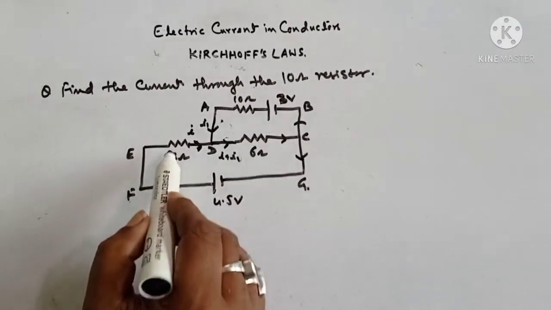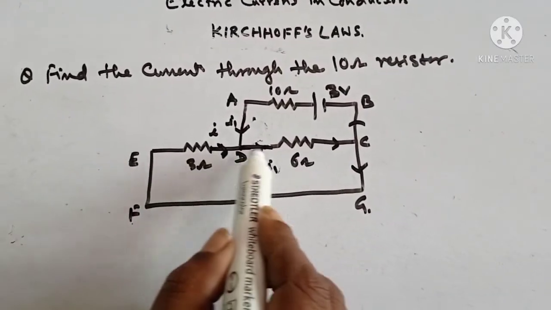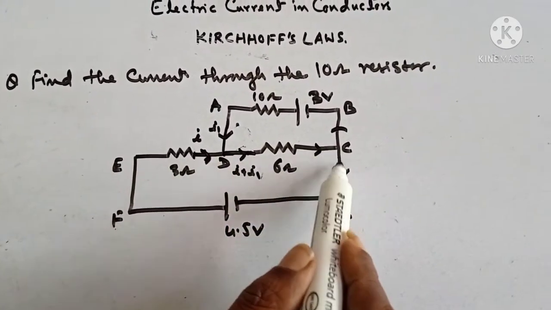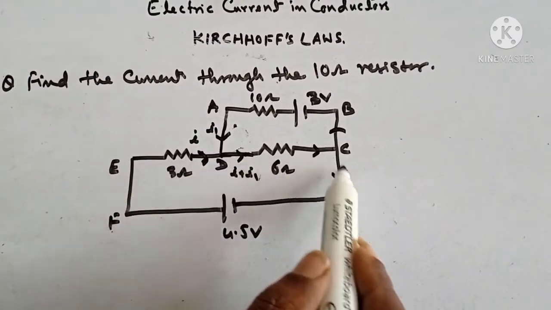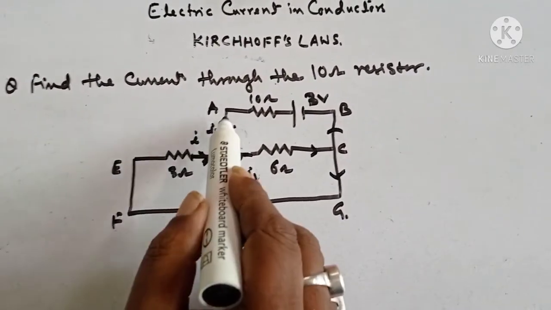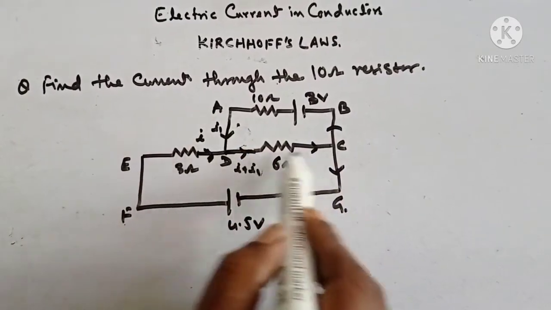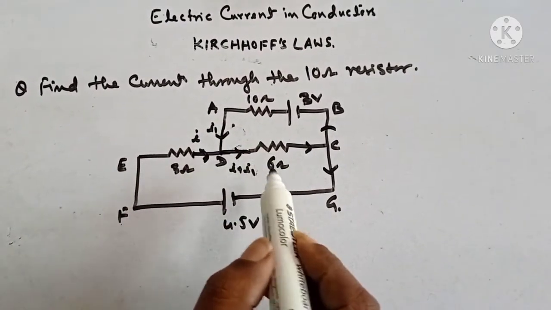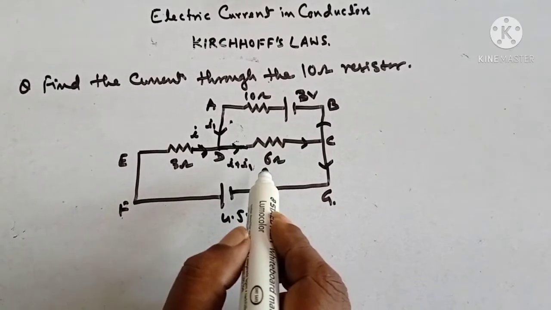What I actually do is always make the loops so that the current flows in one direction. I always try to make the flow of the current in one direction. Then it becomes easier for you to calculate it.